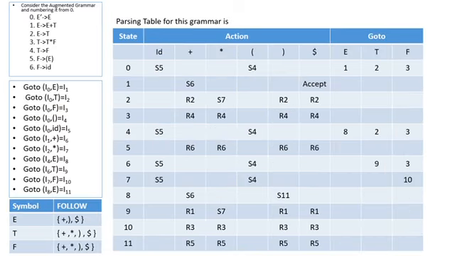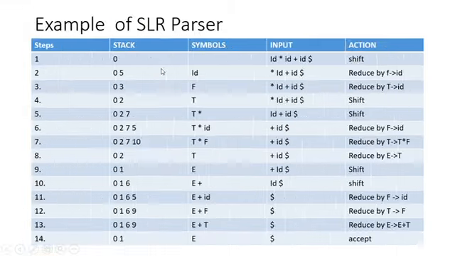Now let's look at the table. 0 with ID is a shift of 5. It's only a shift. So when we say shift, it means we put 5 here. So 0 with ID, it is 5. So we put 5 in the stack. So ID is shifted. That's the meaning of that.